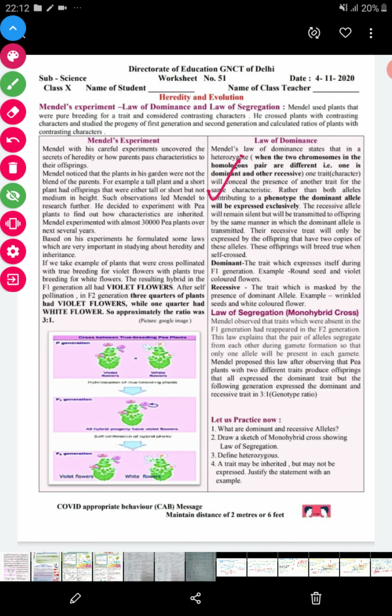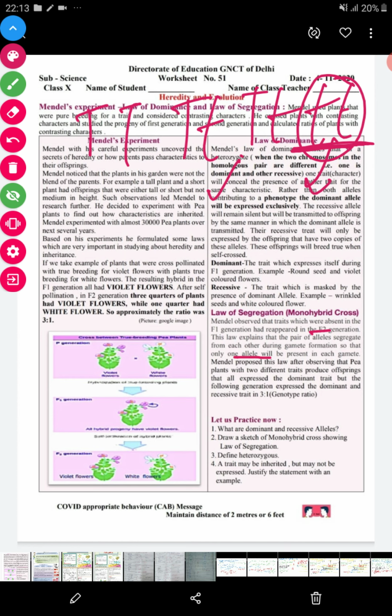Next, the law of segregation in case of monohybrid cross, as we have already studied. Mendel gave that the traits which were absent in the F1 generation had reappeared in the F2 generation. Please remember this T, T and T, T and T and T. These are recessive traits, but they are not expressed in the F1 generation, but they reappear in case of the F2 generation. Okay, so this law explains the pair of alleles segregate from each other during gamete formation so that one allele will be present in each gamete.